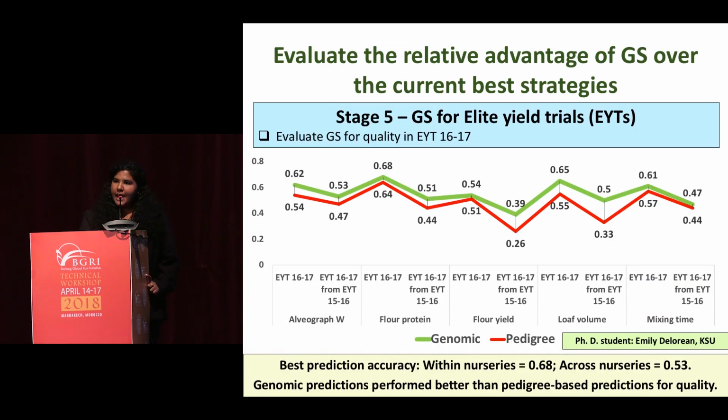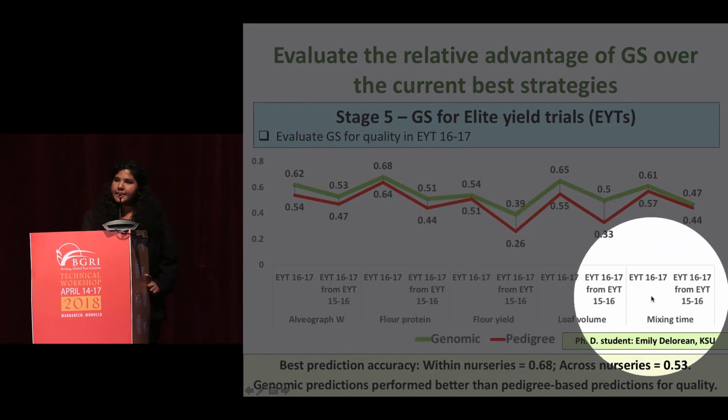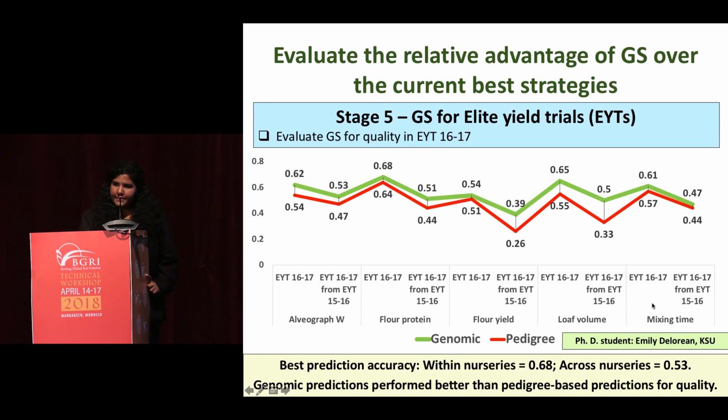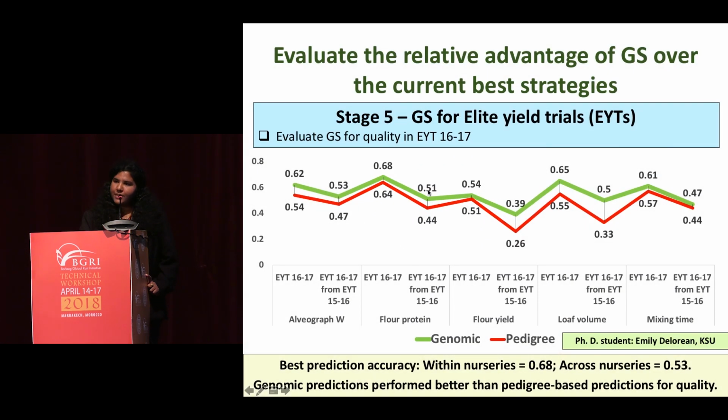And we also have done genomic predictions for quality, and here we see a very good advantage of markers compared to using pedigree. The traits mentioned here are the alveograph, flour protein, flour yield, loaf volume, and mixing time. Some of them are complex, for example flour protein, flour yield, or loaf volume, but you still get very good prediction accuracies across nurseries for quality. That's very interesting and very promising, and a PhD student at KSU, Emily, is working on quality predictions.